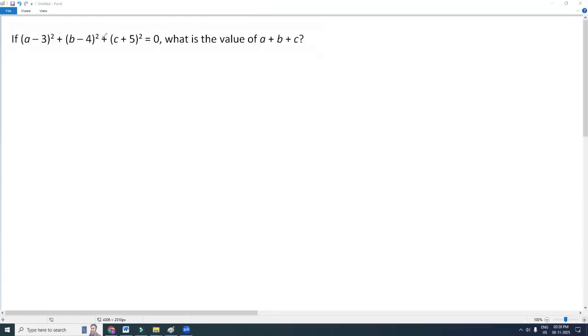Here we have the next problem. Let's go to the question. If (a − 3)² + (b − 4)² + (c + 5)² = 0, what is the value of a + b + c?